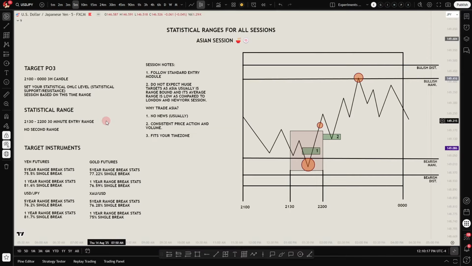There is no secondary range in Asia. Entries are limited to pre-entries or break-and-retest setups within this range. Target instruments for the Asian session include Yen futures, USD/JPY, Gold futures, XAU/USD. Historically, these pairs show a 75-81% probability of a single break, with the highest probability in JPY pairs in recent years. In other words, when the 30-minute range breaks on one side, price tends to continue in that direction until the session range closes.